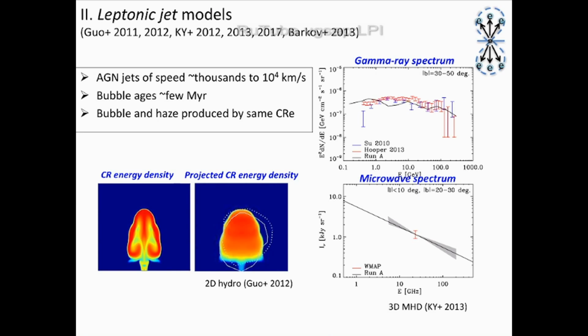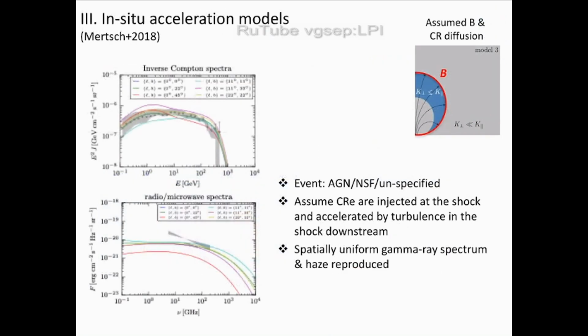And how about the third type of model, the in situ acceleration model? It was shown by this work, Mertz et al. 2018, that actually it's also quite successful. In this work, they've assumed that the cosmic rays are injected at the shock and accelerated by turbulence in the shock downstream. And by assuming a certain geometry for the magnetic field and some combination of cosmic ray diffusion coefficient, they've shown that their model can also reproduce the spatially uniform gamma ray spectrum and the microwave haze spectrum.